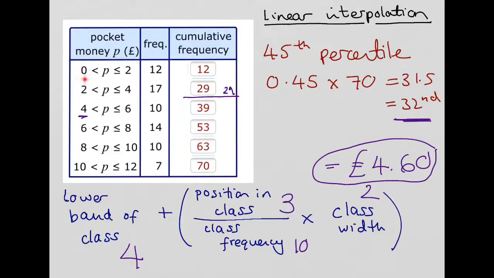So this is your lower bound. Use your cumulative frequency to figure out how far into the group you are. These are your class frequencies, and the class width is how big your group is.